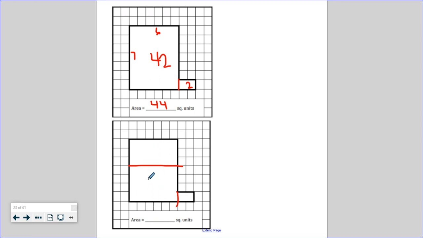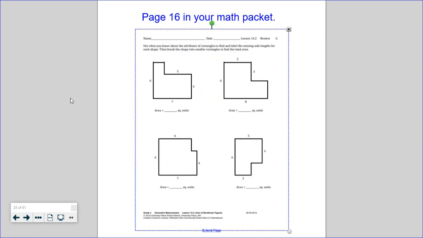Okay, so you can partition into more than one rectangle. You can make as many rectangles as you want, but the more rectangles you make, the more areas you're going to need to add together. Okay, so when you partition these figures, make sure all the different parts are rectangles.